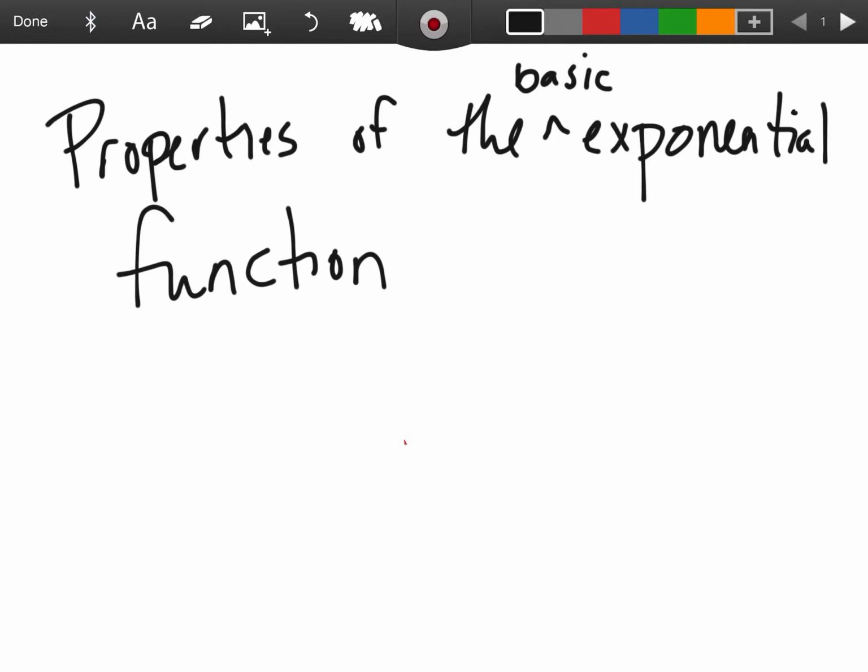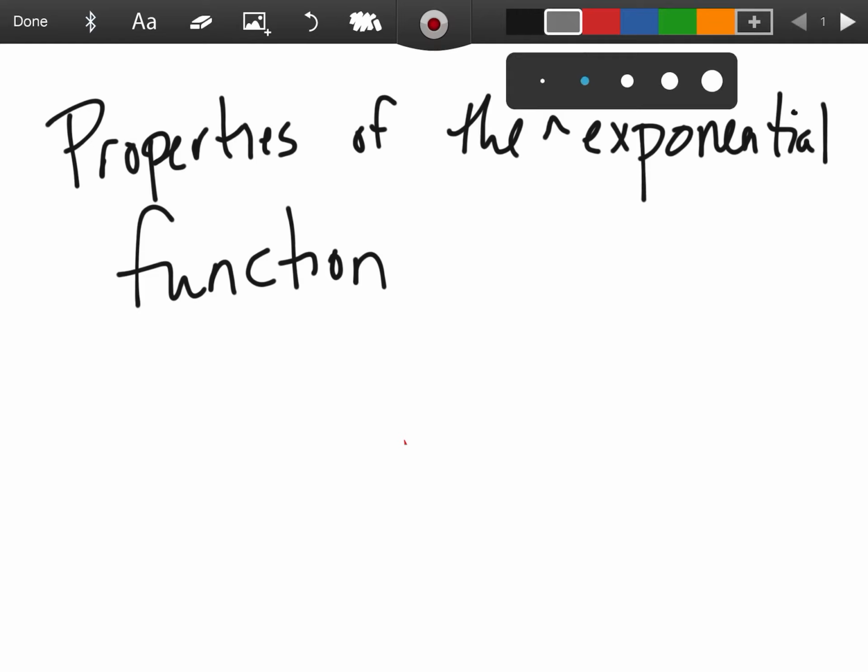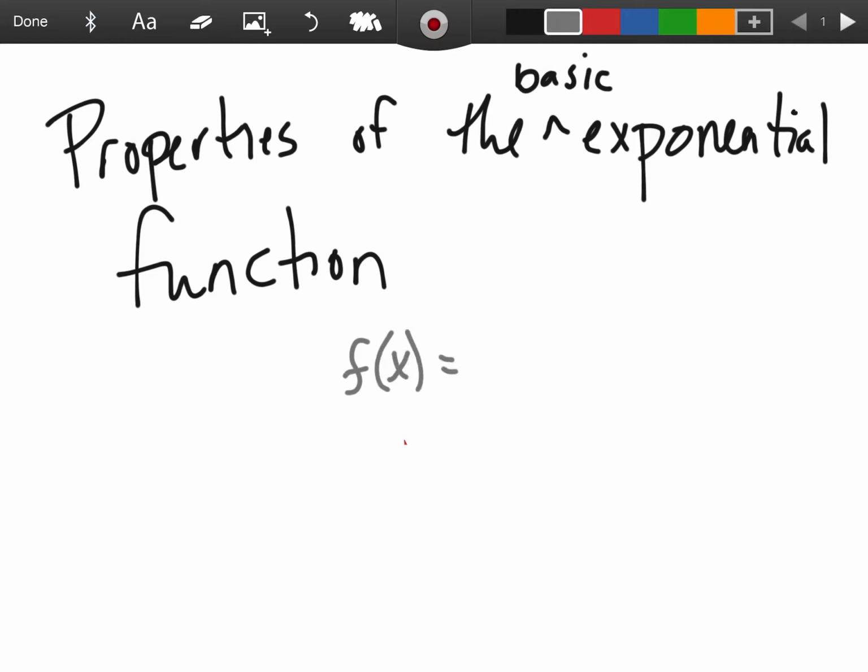All right, welcome guys. In this video, we are going to be taking a look at some of the properties of just the basic exponential function. So yesterday we learned a little bit about our standard form, and we know that standard form of these exponential functions is a times b to the x. All right, again, this here is our standard form, but what's really our basic exponential function?